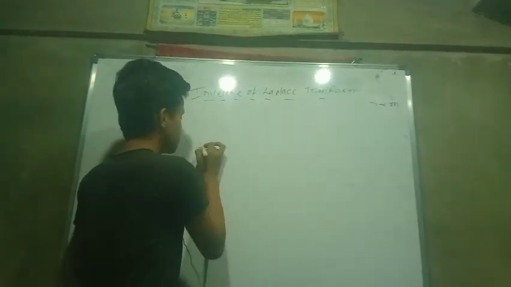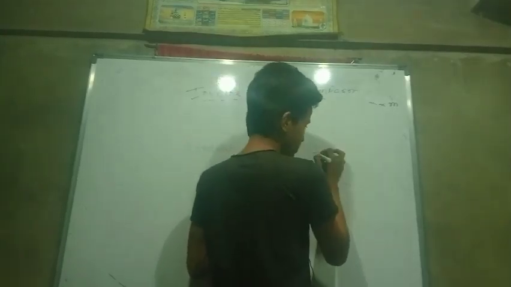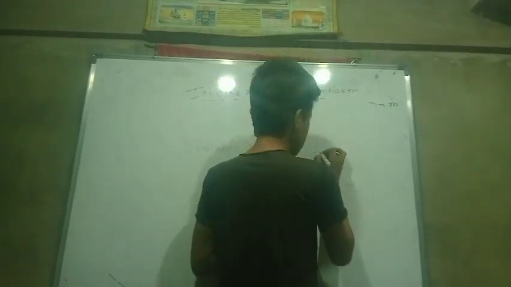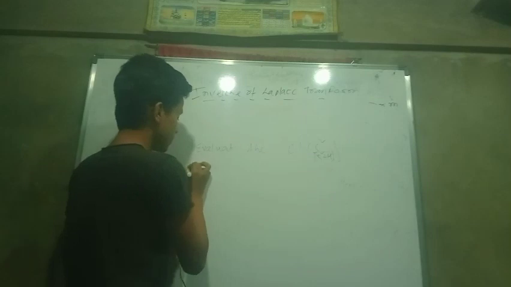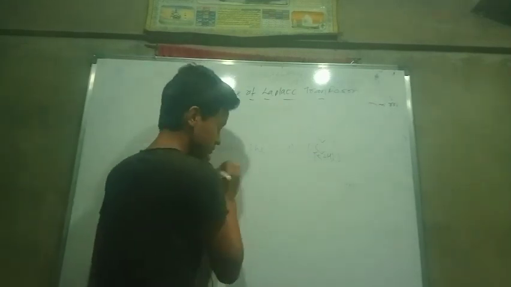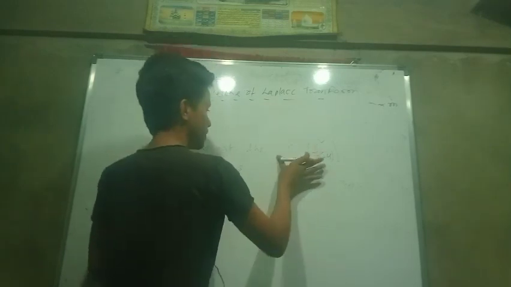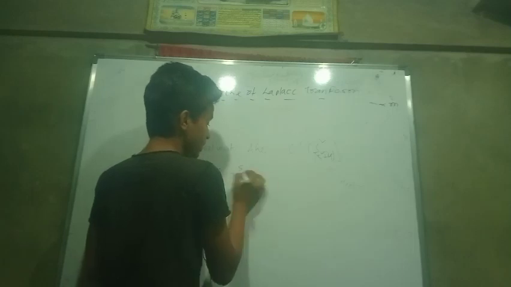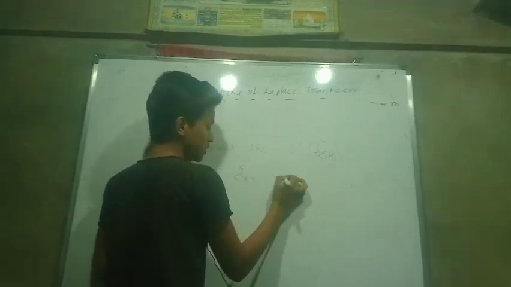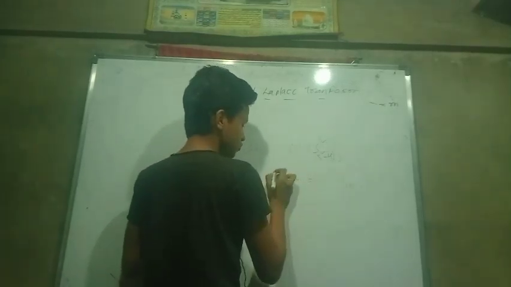Here we have a question. Evaluate the inverse of s upon s square plus 4. Here you can easily see that we can write s upon s square plus 2 square. Let's do it another way. Now find the inverse of F(s).